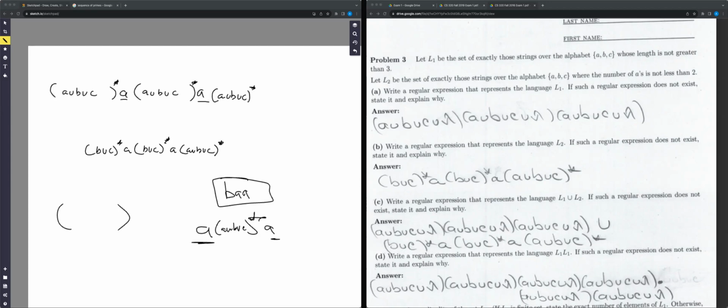Do you mind if I ask a question before you start again? Sure. So with the L1 and L2, you just combine part A and part B? Yeah. Okay. Thanks.